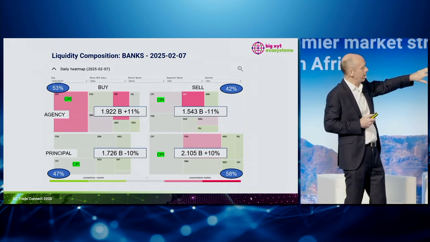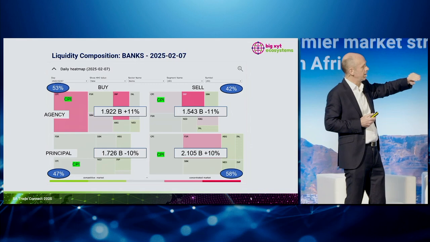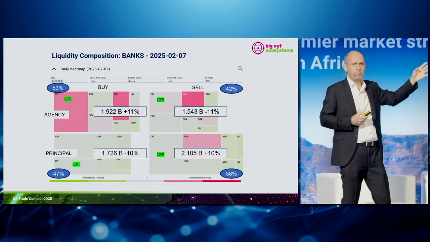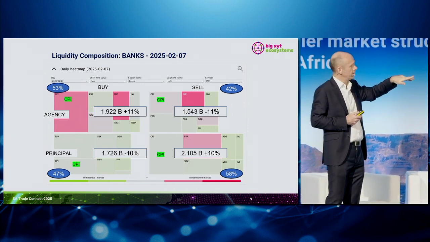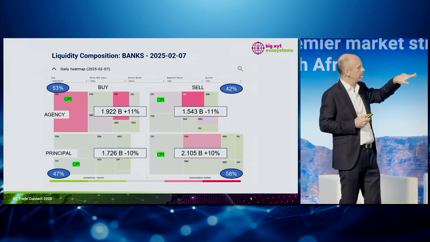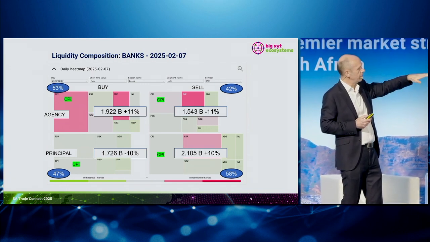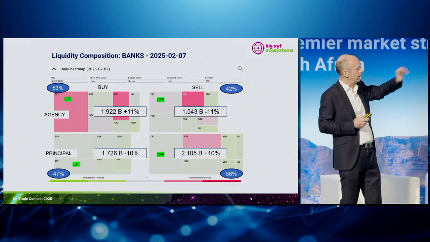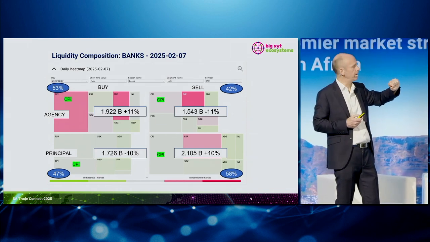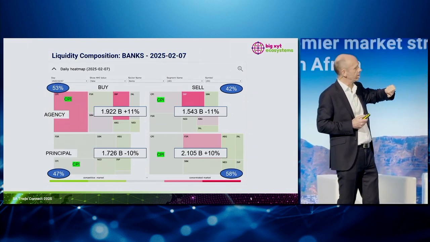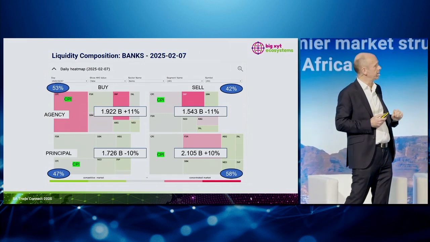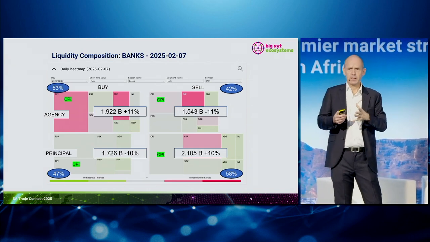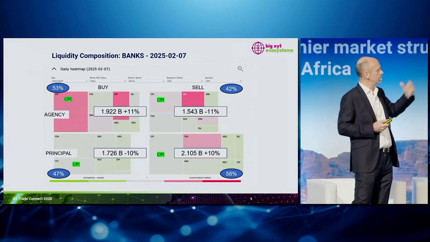We can see there's an imbalance in the agency category between the buy side of the book and the sell side of the book, and that imbalance is 11%. If we look at the principal side, there's also an imbalance, and what we can see here is if you look at the value traded in the banks on the buy side, it's 1.9 billion, versus the value traded on the sell side by the principals, it's 2.1. So we can see that the principals are providing liquidity. They're effectively making up the difference in the imbalance to the agents.